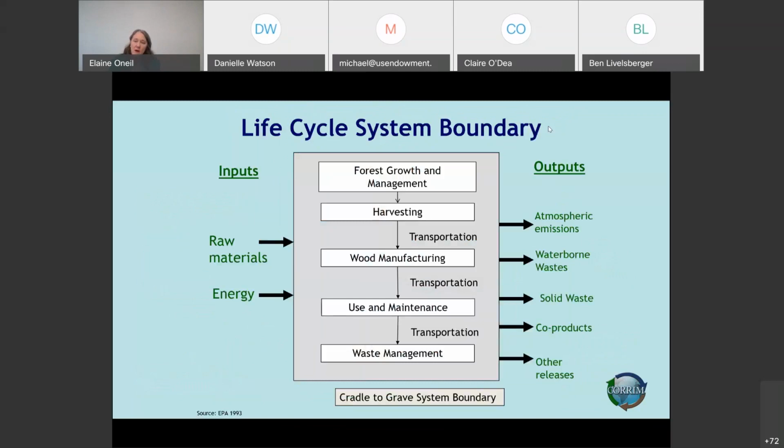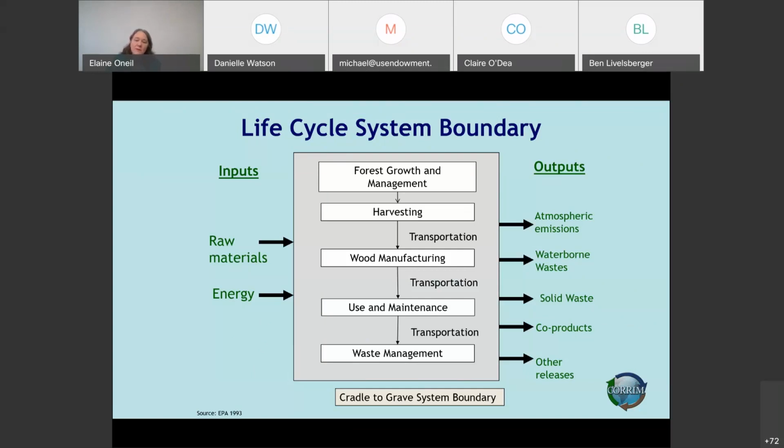A little bit about how we do that. This is essentially an input-output modeling process. We're modeling what goes in, the raw materials and the energy. That little gray box, I don't know if you can see that cursor or not, that little gray box is what we call our system boundary. And our outputs are emissions, both to the atmosphere, the water, solid waste, co-products, other releases, and obviously the product we're producing, whether it's a 2x4 or a piece of plywood or oriented strand board, etc.